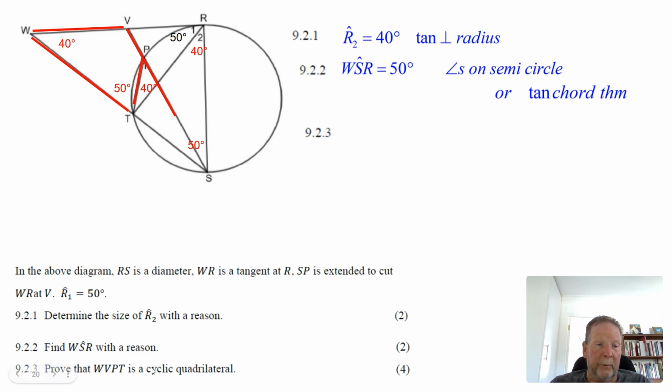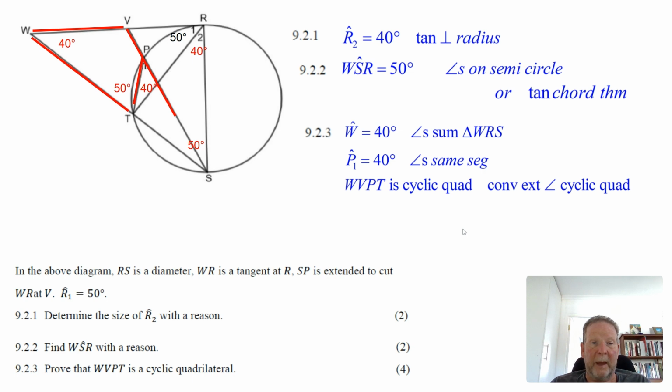The last question, prove that WVPT is a cyclic quad. Well, how could we do that? Well, we know that W is 40 degrees because the angles summing in this triangle, there's 90, 50. We know W is 50 degrees. We know that P1 must be 40 degrees because of angles in the same segment.